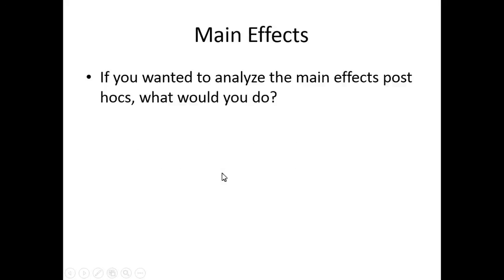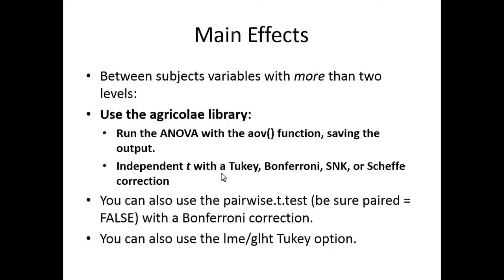All right. So if I wanted to analyze just the main effects, so pretend for a second the interaction isn't significant, what would I do? Well, I tried to spell this out super clear. If it's a between subjects variable with more than 2 levels, so not gender, gender has 2, I wouldn't do anything. I can go back to my between subjects notes and do the agricolae library. That's probably the easiest thing. It's like 2 lines of code.